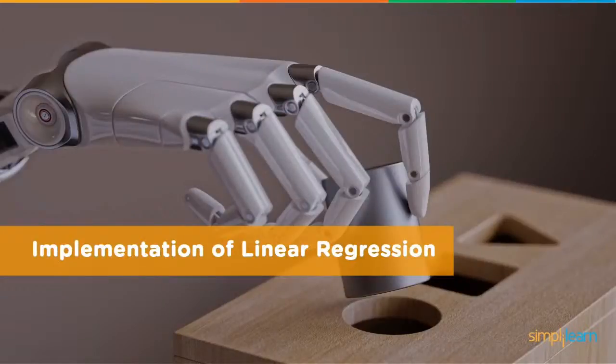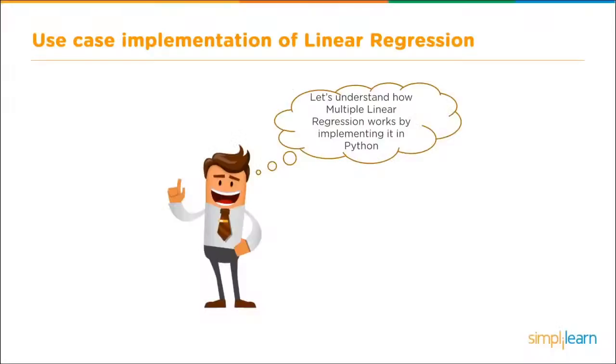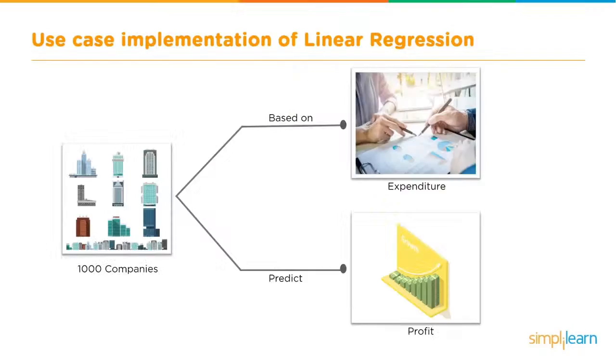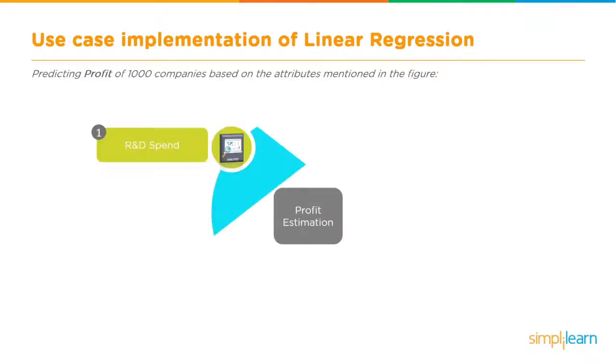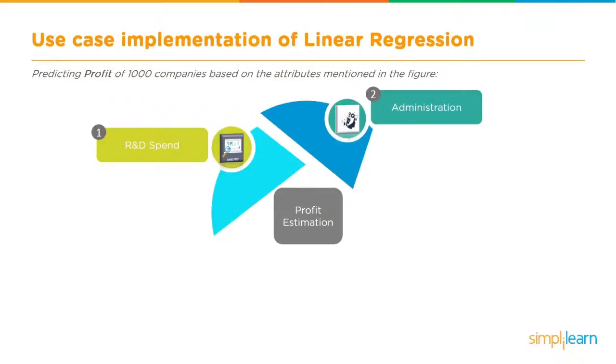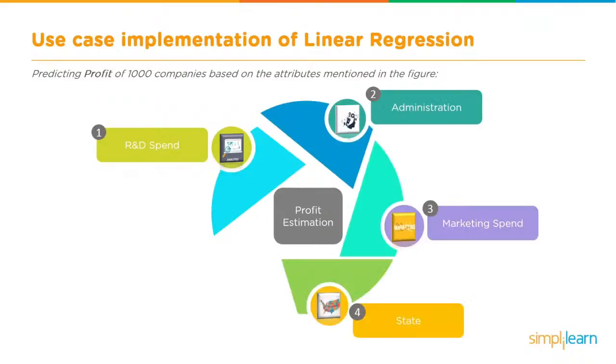Implementation of linear regression. Now we get into my favorite part. Let's understand how multiple linear regression works by implementing it in Python. If you remember before, we were looking at a company and, based just on its R&D, trying to figure out its profit. We're going to go back to that and start looking at the expenditure of the company. We're going to predict its profit, but instead of predicting it just on the R&D, we're going to look at other factors like administration costs, marketing costs, and so on.